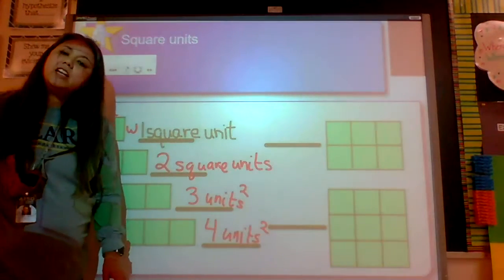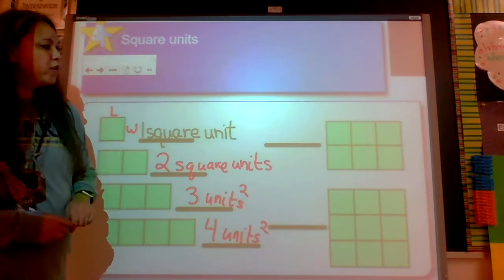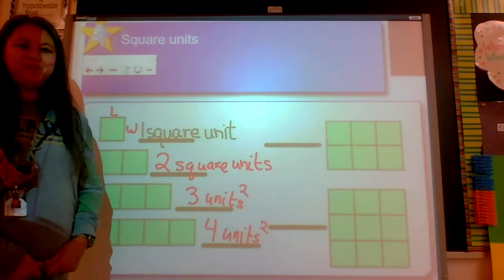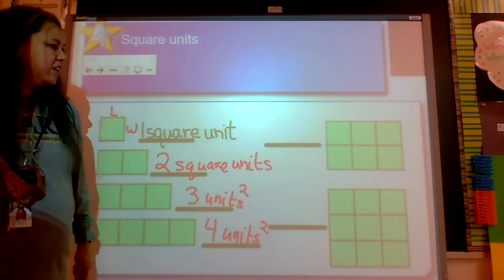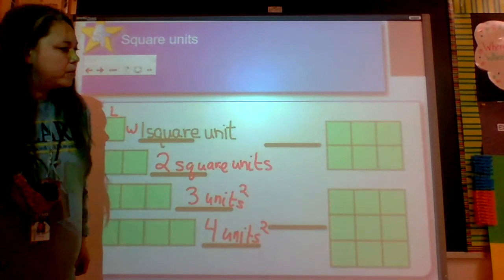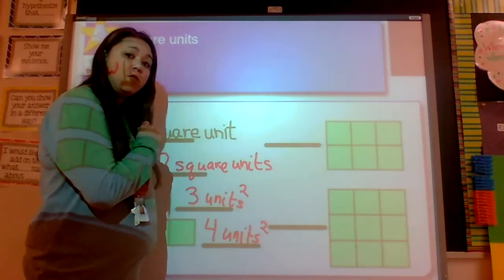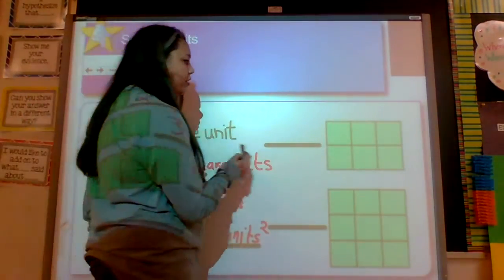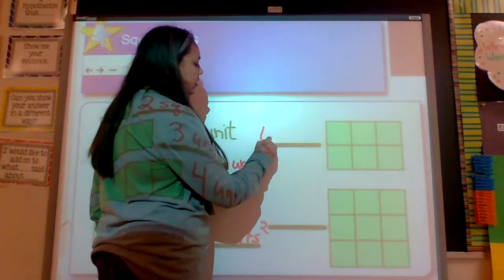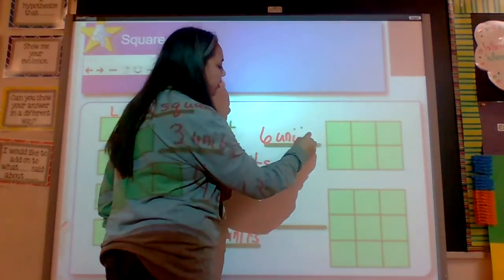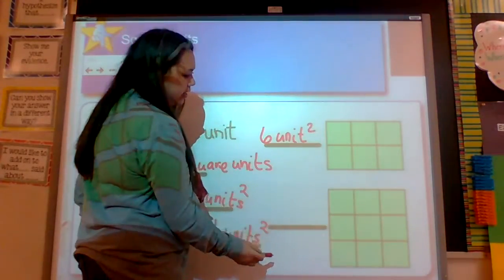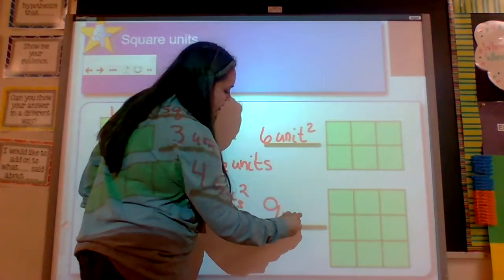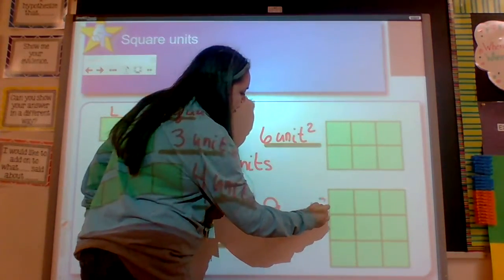Go ahead in a math journal and work the next 2. Okay, welcome back. I hope you paused the video and worked the next 2. You should have gotten 6 units squared and 9 square units.